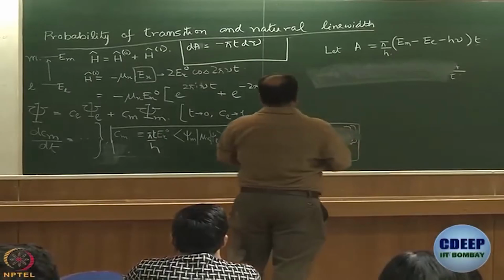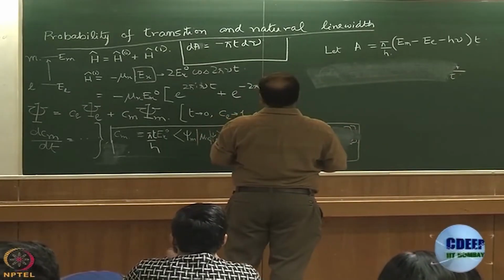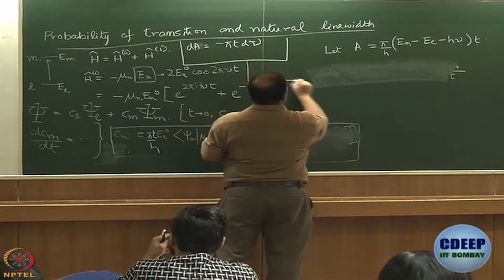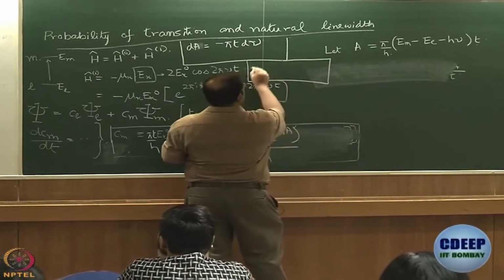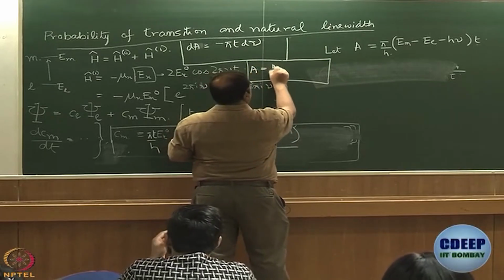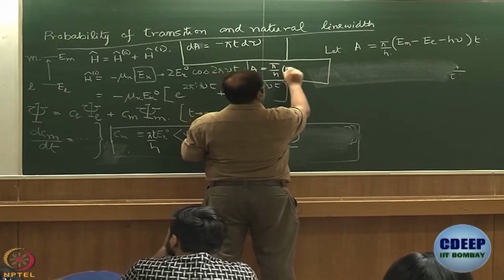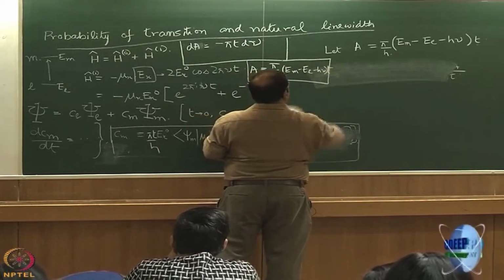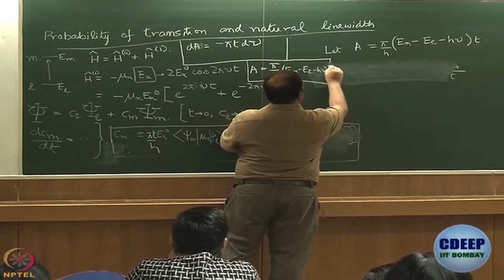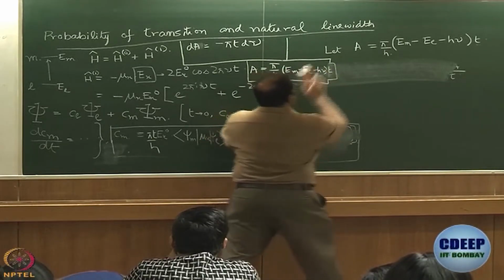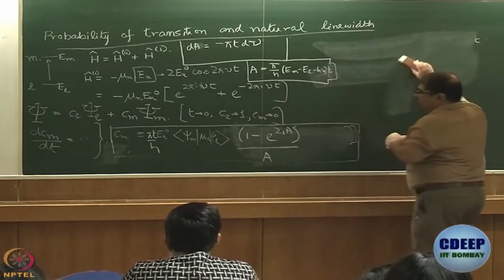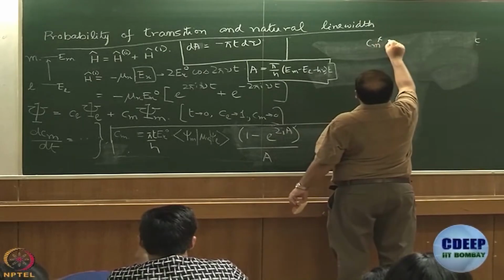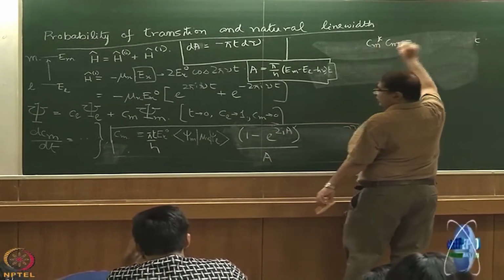In fact, I'll write it here. I want to keep that portion of the board available. A is equal to pi by h Em minus El minus h nu t. Okay, now we have a clean expression. Now what I want to write is Cm star into Cm. What is that?